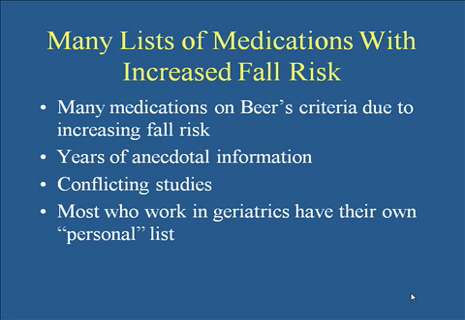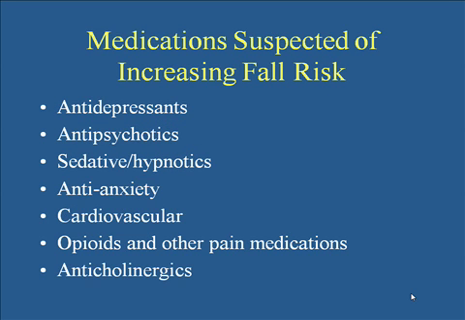And many of the medications listed on the Beers criteria list are on there because of increasing risk of falls. We have years of anecdotal information, lots of personal experience. When you actually go out and look at the evidence, though, you find out there's actually conflicting studies, and we're going to see that in some of the studies we look at a little bit later in the program. I would bet that most of us that work in geriatrics have our own personal list, medications that we have had patients on that have fallen, that have become dizzy from, medications that just because of the pharmacology and the adverse effect profile we're a little bit leery about using in the older adults.